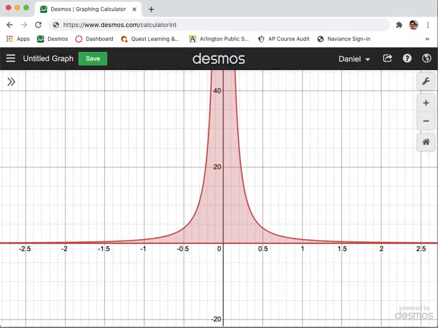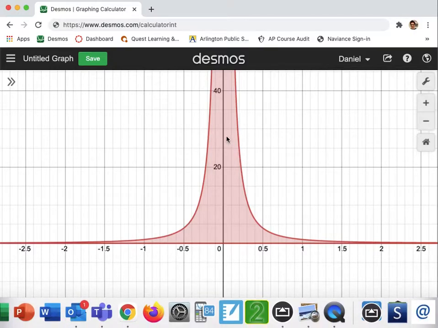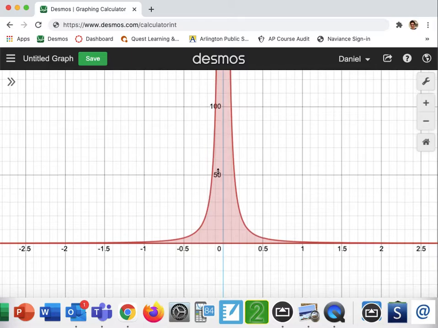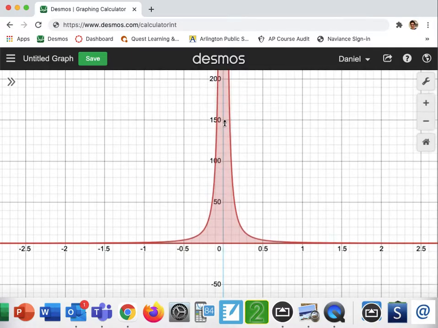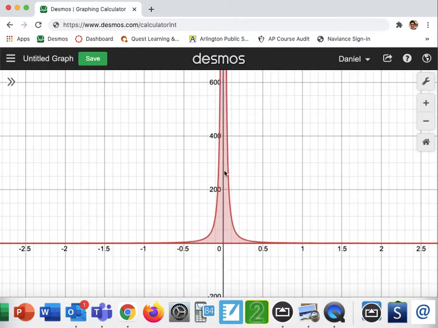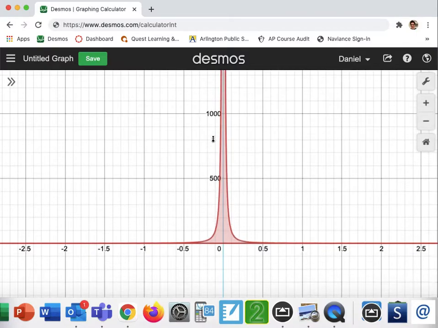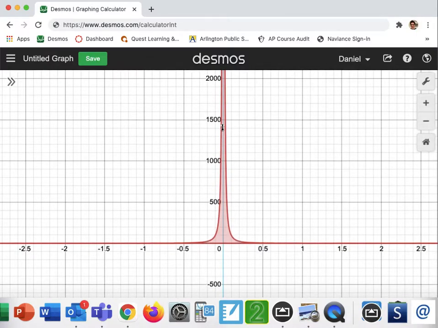If we look at this definite integral, this, by the way, is the definite integral of 1 over x squared. We can see that 1 over x squared, when x equals 0, has a vertical asymptote, which means that at this spot right here, I have a slight problem in that the area keeps going up, and that's going to happen forever.